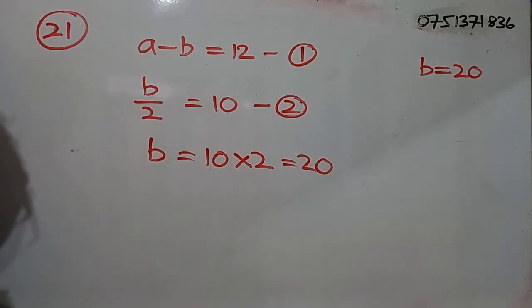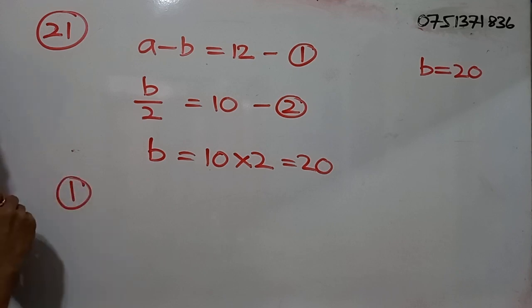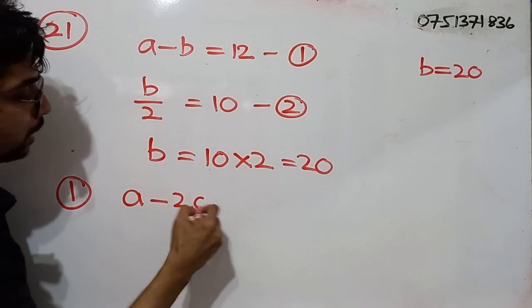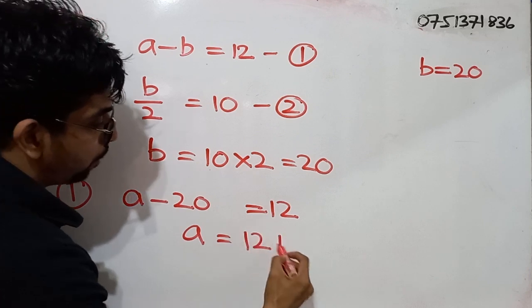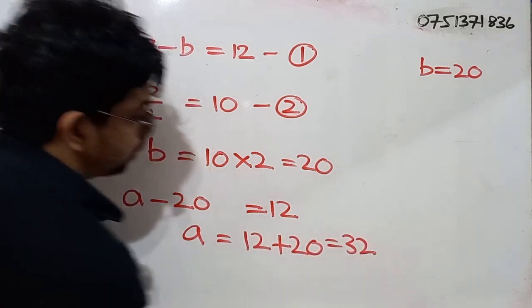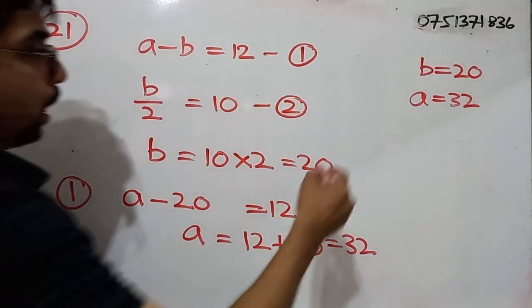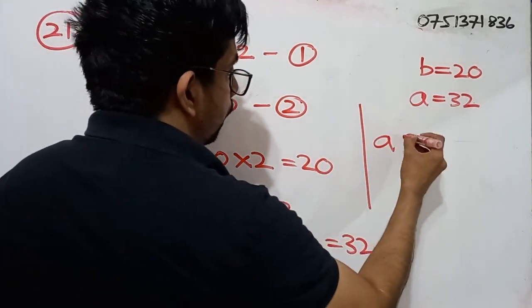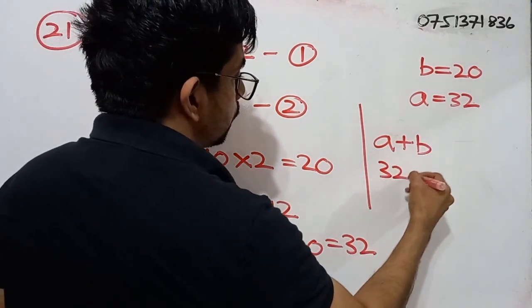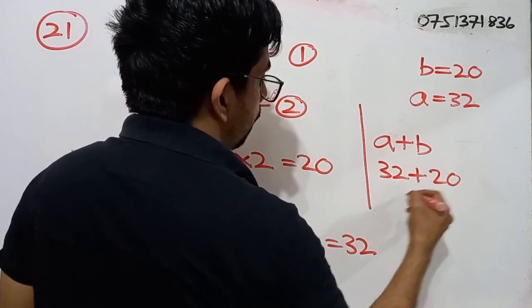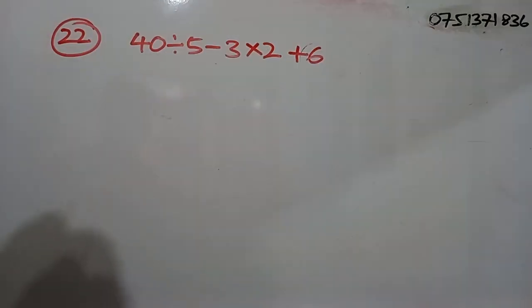Then we can substitute the value of b to 1. That means a minus 20 is equal to 12. So what is the value of a? 12 plus 20, which is 32. So the value of a is what? 32. Right? So now what do we have to do? We have to calculate the value of a plus b. That means what? A means 32, b means what? 20. So a plus b means what? 52. So the answer is what? 52.